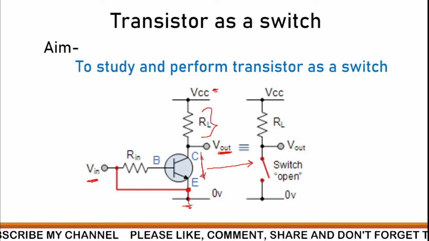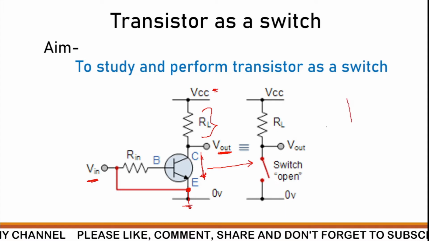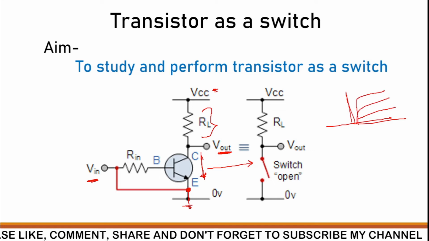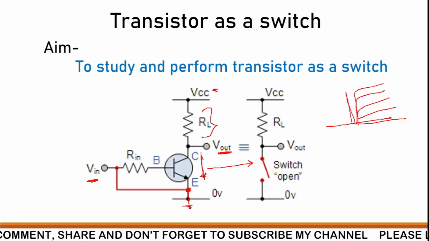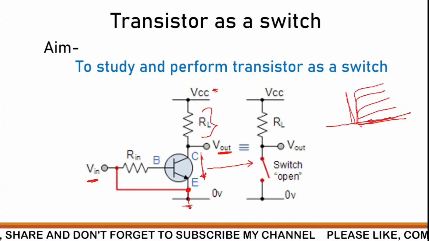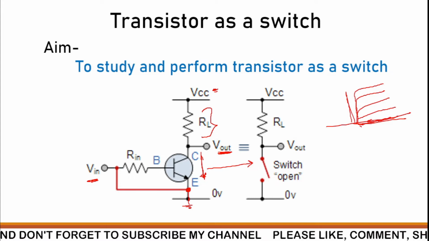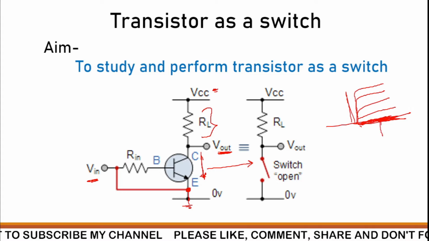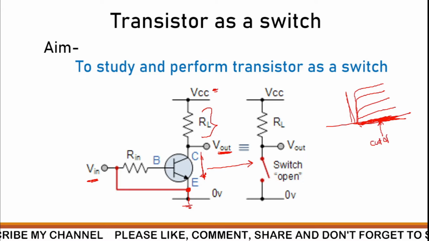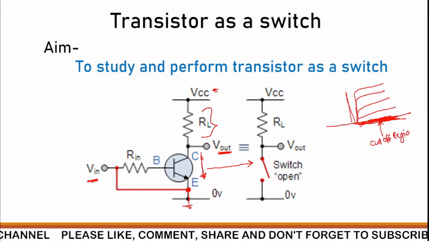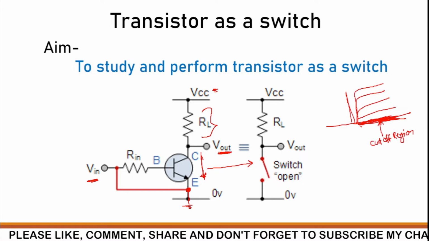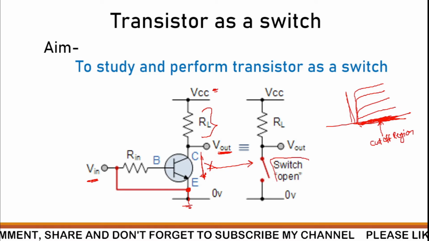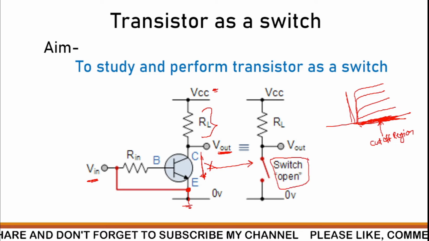So why is this so? Because you can see the characteristics of the common emitter transistor. In that, if the base current is absent, whatever collector current there is falls in this particular area, and that particular area is called the cutoff region. That's why we are getting output maximum, where the transistor is in the cutoff state, meaning not working state. So it is nothing but an open switch. That's why it is called a transistor as a switch.